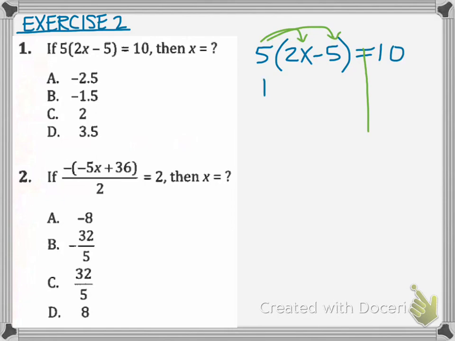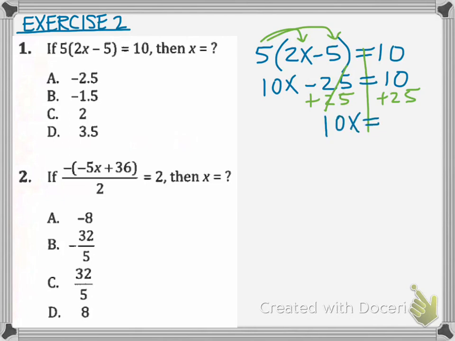5 times 2x is 10x. 5 times negative 5 is negative 25. Bring down your equal sign and your 10. Now we want to make sure all of our variables are on one side. We have all our x's on the left. So then we want to move all of our constants to the other side. Those are just the numbers. So that negative 25 we want to move over. We're going to do that by adding 25 to both sides, the opposite of minus. So now we have 10x equals 10 plus 25 is 35.